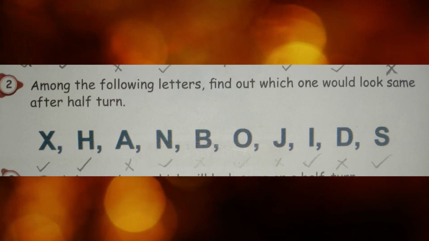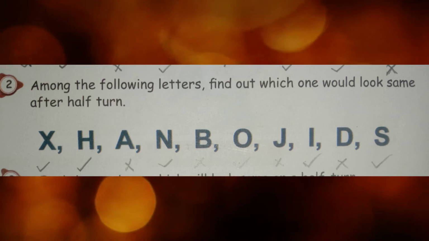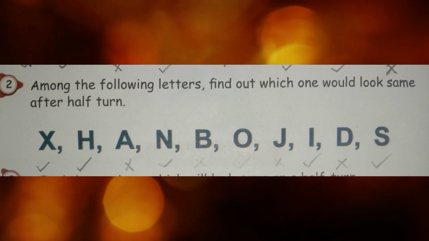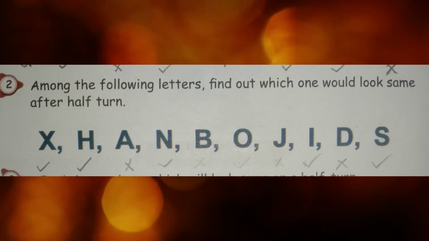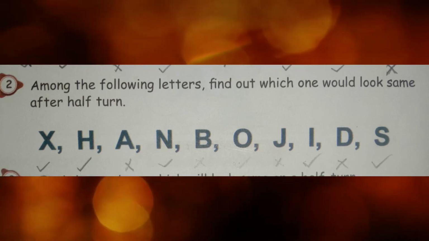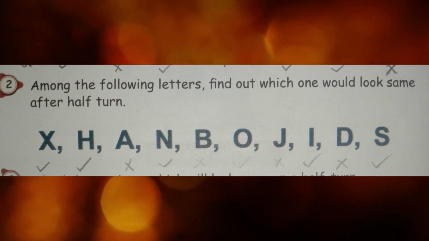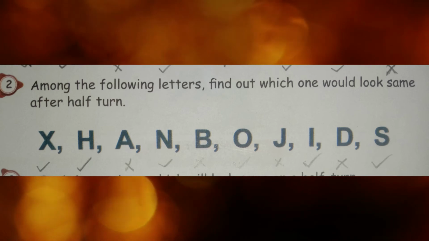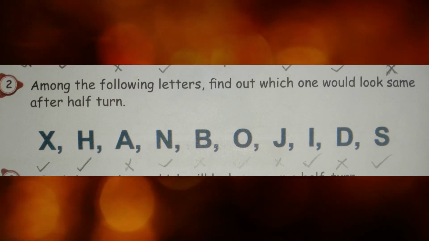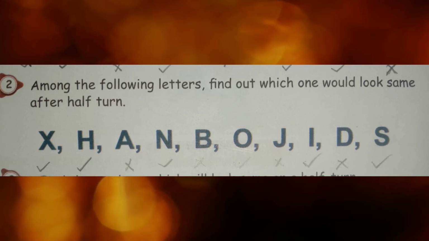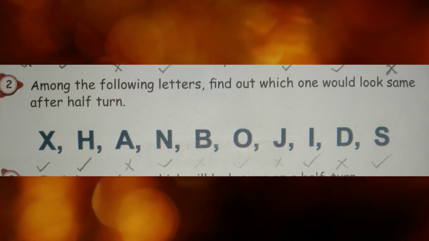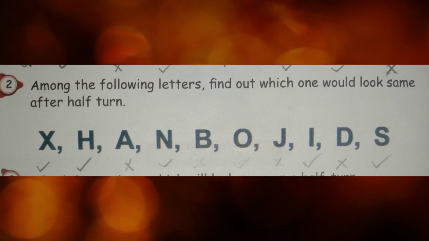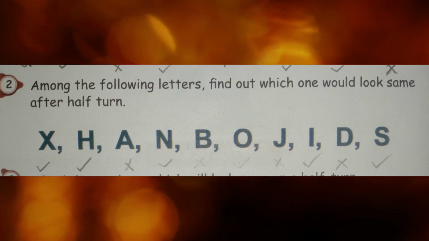The first letter is X. If we are moving this X to its half turn, we will get the same as that of the starting position, right? So we should put a tick mark for that. The next one is H. If we are moving this H to a half turn, we will be getting the same H we got in the starting position. So we should tick it.